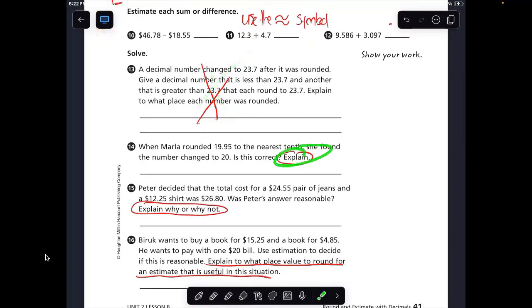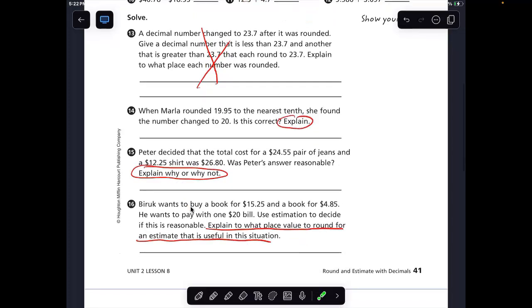Read 14 carefully. Give me an explanation about what it's asking you to explain. Probably words would be easier than math this time. For number 15, explain why or why not. So again, I would probably use words. Read what it's asking you to do. And then for number 16, explain what place value to round to for an estimate. If you have to use math or if you think using math would be better, go for it. But words would be perfectly acceptable. So 1 through 16, I'll skip 13. Good luck.